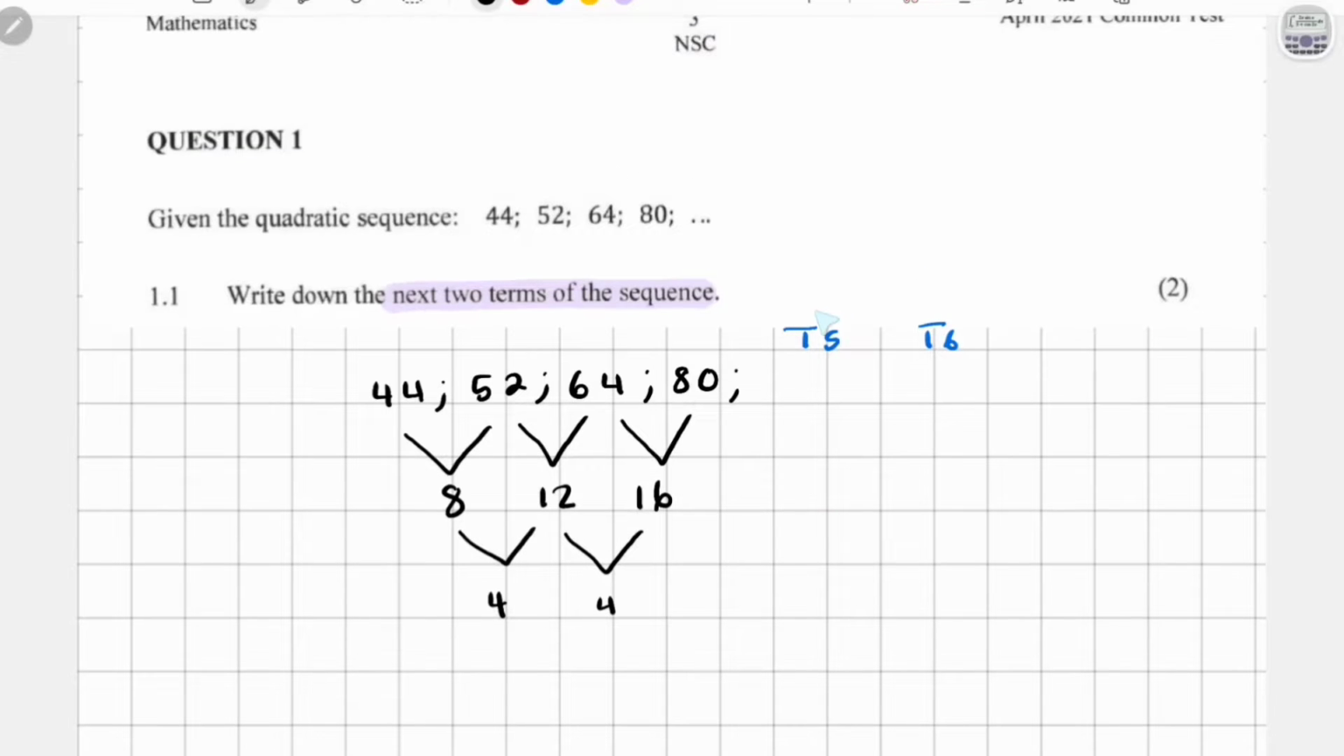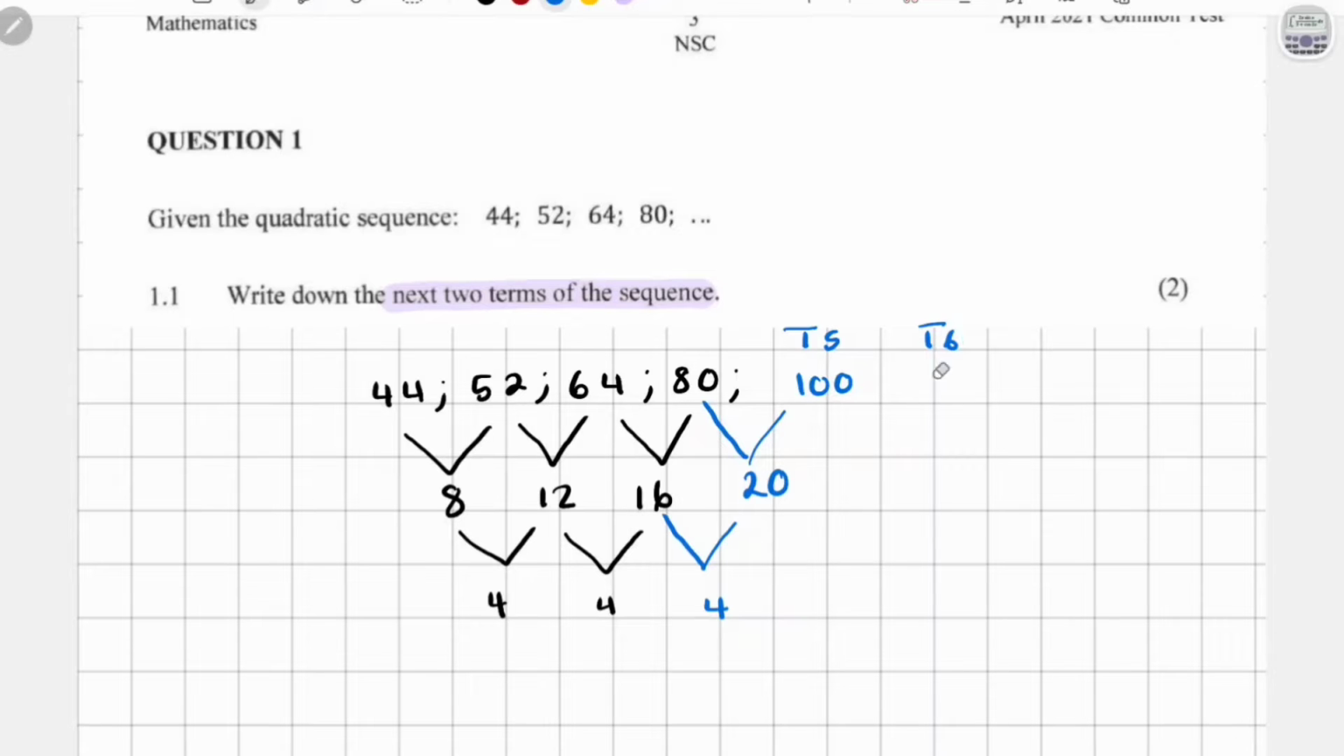Now this is how we're going to find those next 2 terms. Because the second difference is constant, if it's 4 here, it's going to be 4 again. Now we can find the next term in the first difference: 16 plus 4, because this is a positive 4, gives us 20. Then to find the fifth term, we take this next term and add it to the last term. So that is 80 plus 20, which is 100. There we found the fifth term.